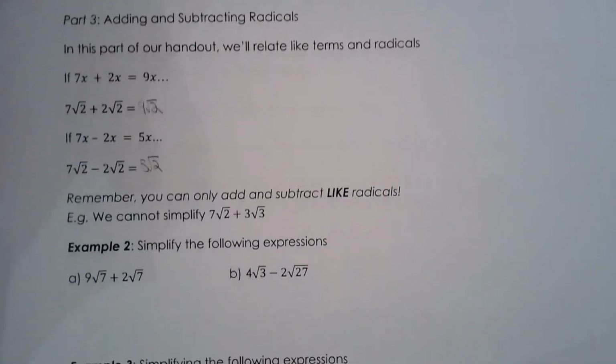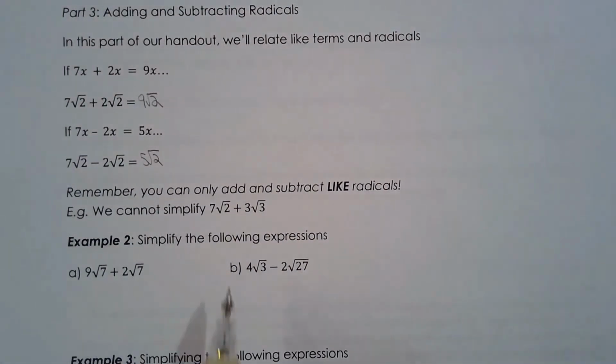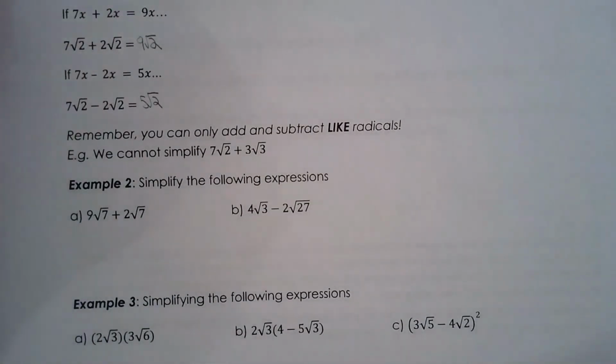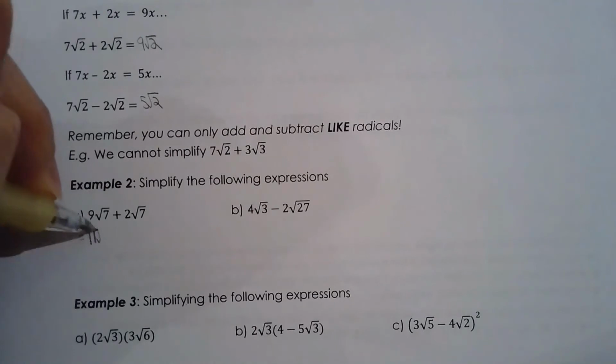All right. Yeah, of course. So we can't simplify this, so leave that alone. All right, 9 root 7 plus 2 root 7. Nice. 11 root 7.